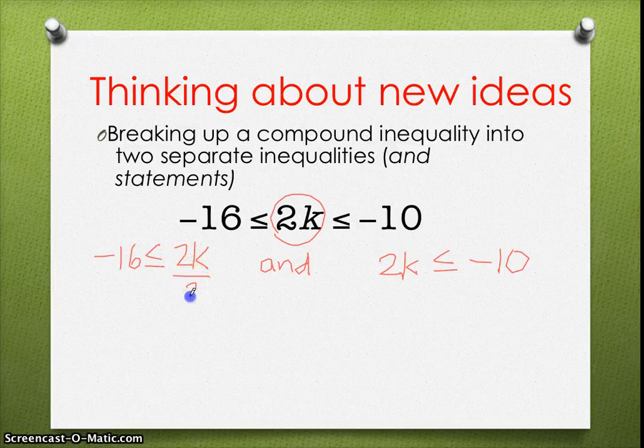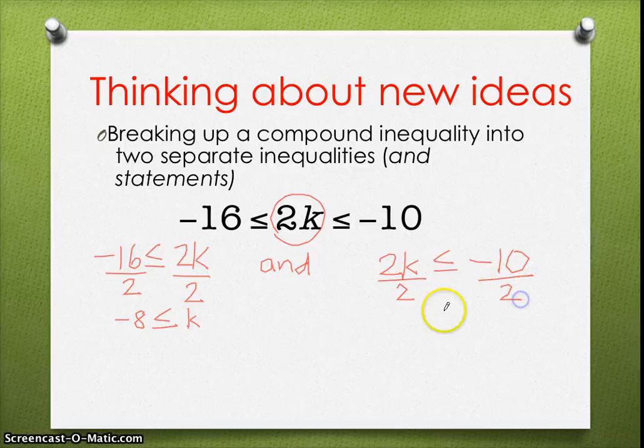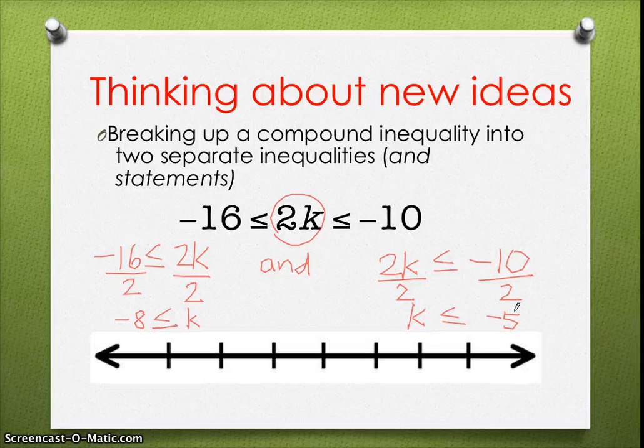So let's go ahead and divide both sides by 2. So we have negative 8 is less than or equal to k. And we're doing the same thing over here. Divide both sides by 2, we get k is less than or equal to negative 5. So the only thing that's different about compound inequality is it's going to look different when we graph it on a number line. So let's go ahead and visualize that number line.